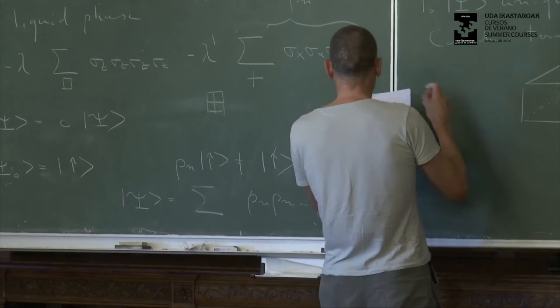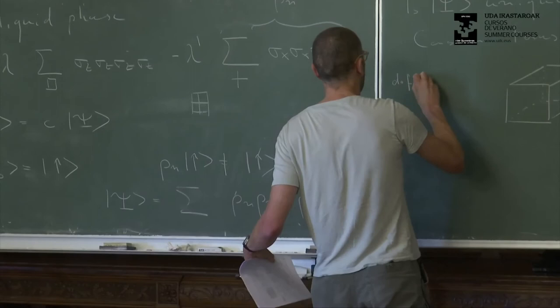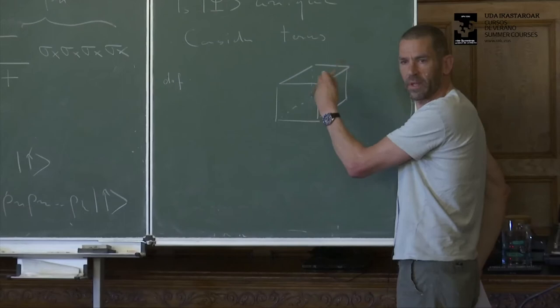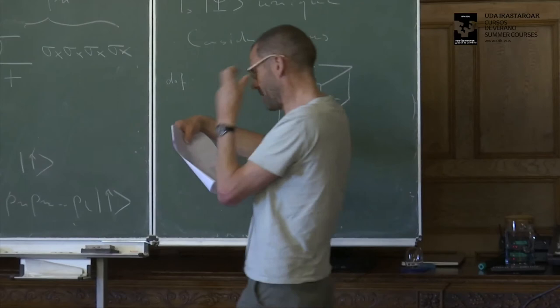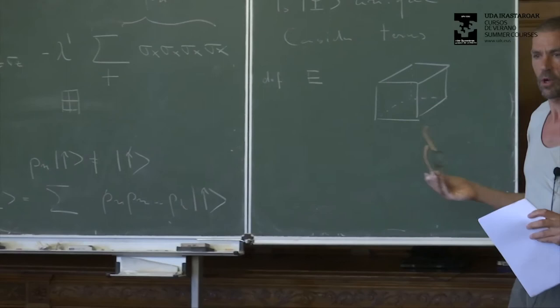We have degrees of freedom. How many do we have? We have one for each edge. Right? Because our spins live on the edges. One for each edge. So that is the number of edges of this object here.